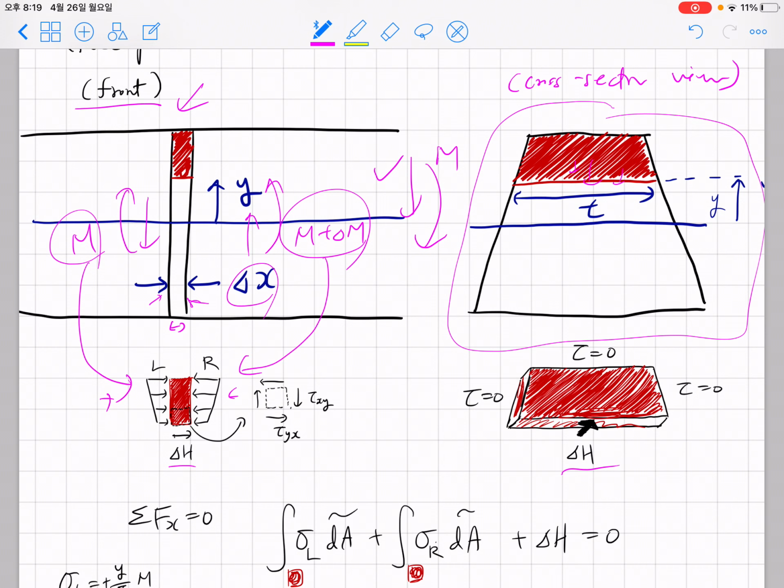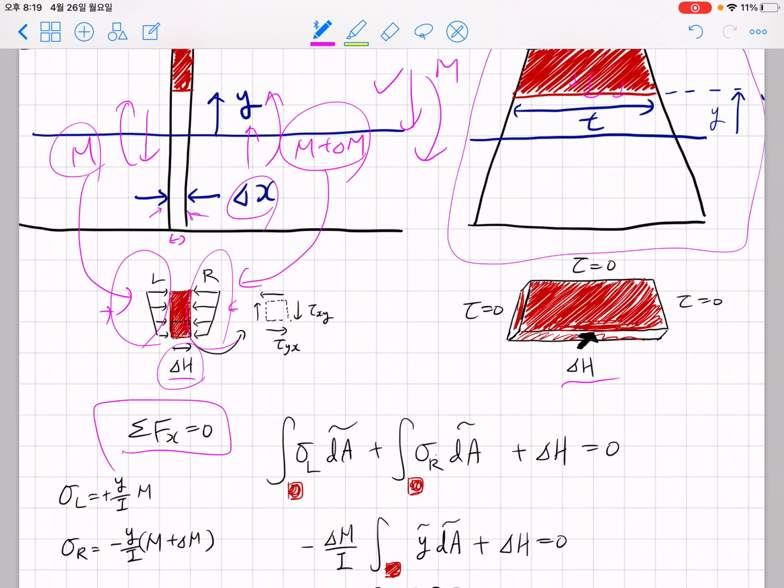Okay, and if we think about the free body diagram, in addition to the stress distribution on the left and the stress distribution on the right, we can also have a force at the bottom of this red volume. At the bottom of this red volume, we define this as delta H. After setting up this free body diagram, and also realizing that within this free body the sum of forces along the x direction must be 0, we can write down this equation.